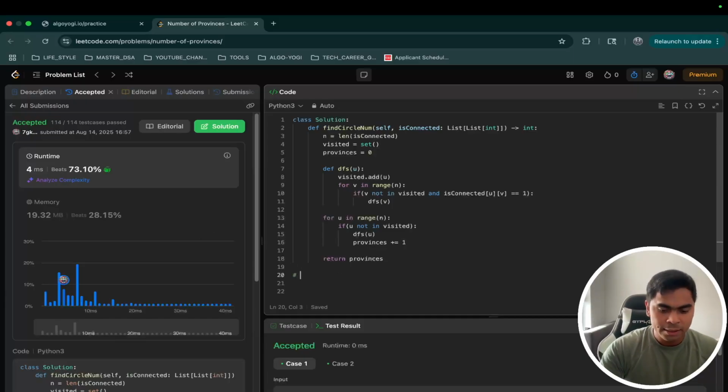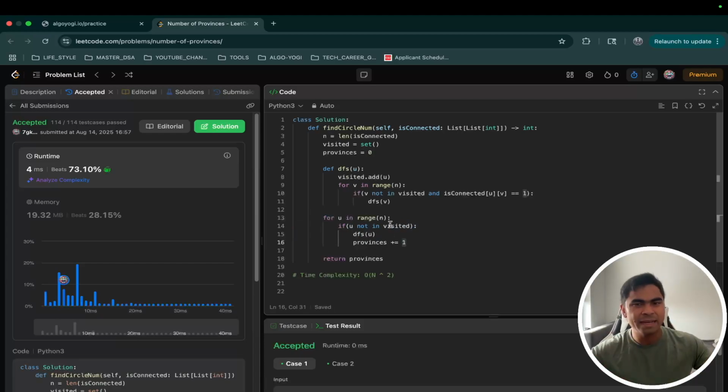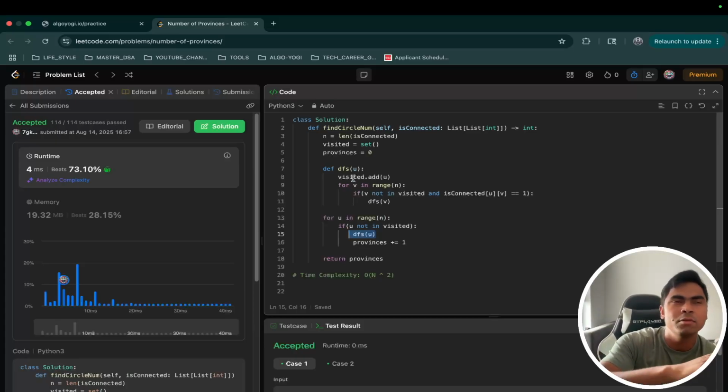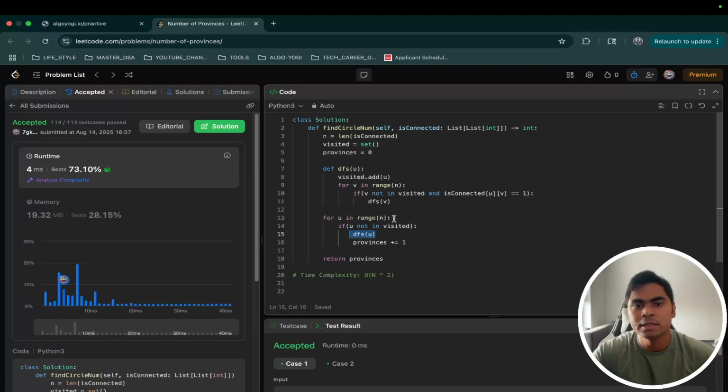So let's talk about the time complexity. Time complexity here would be n square, and the reason is you are visiting, using these two for loops at max, all the nodes. So n into n will be the time complexity. Although it seems like you're running a for loop on n, and this DFS is also at max running the recursion over all the remaining nodes for all the u. So for u number of times it's iterating over v number of nodes. So u and v are both in the range of n, so n square is the time complexity.